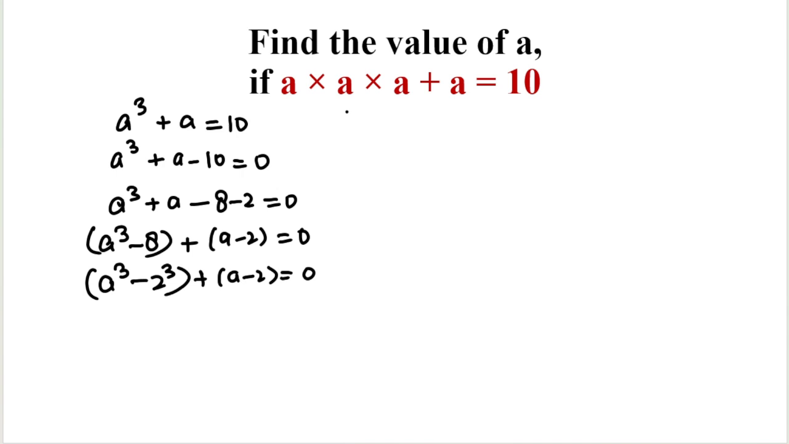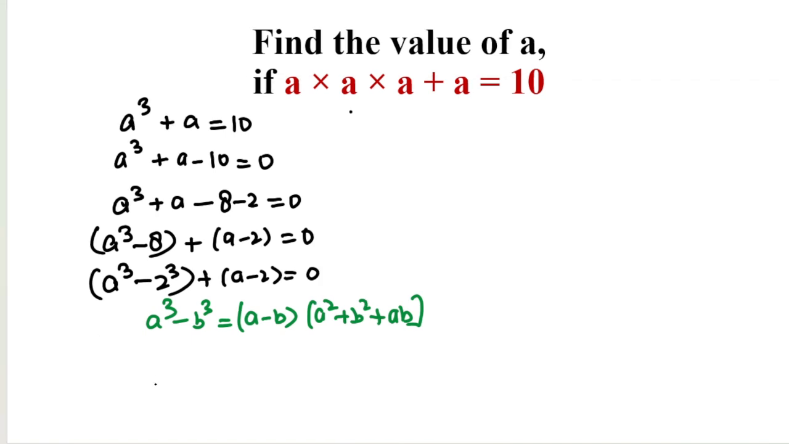Now we use the formula of a cube minus b cube. A cube minus b cube equal to a minus b, and in second bracket a square plus b square plus ab. So this term can be written as a minus 2 and in second bracket a square plus 2 square plus 2a और प्लस इधर है a minus 2 equal to 0.